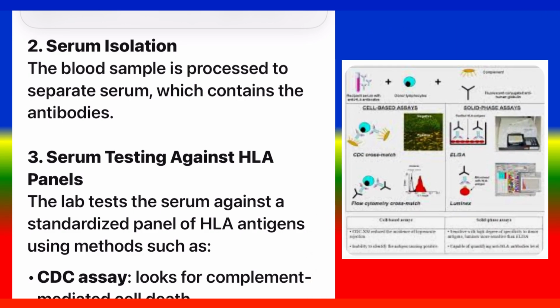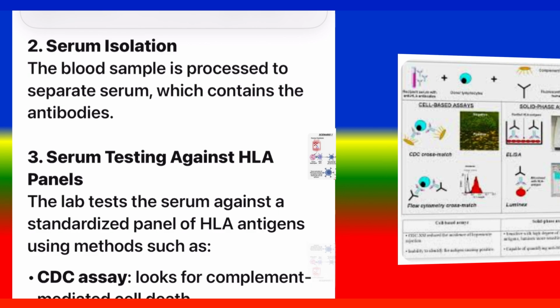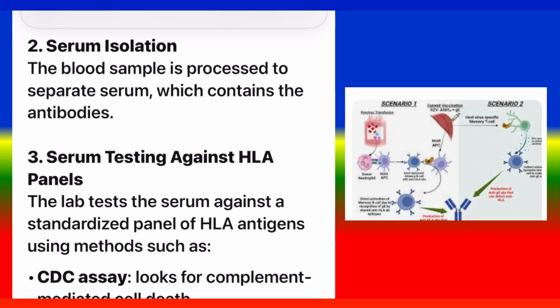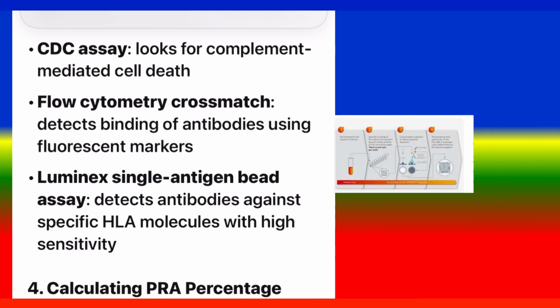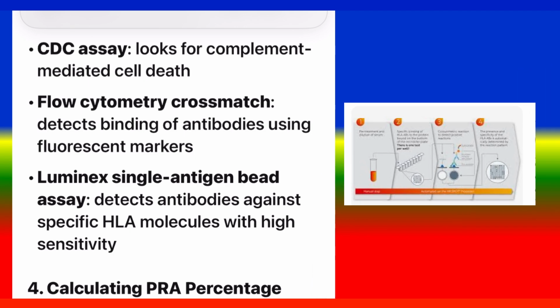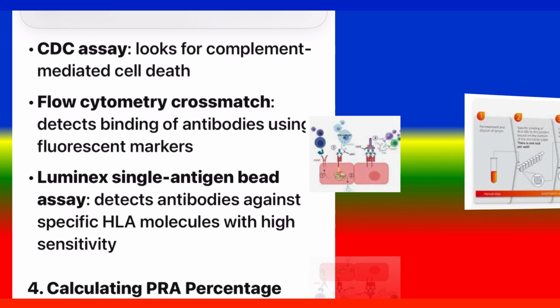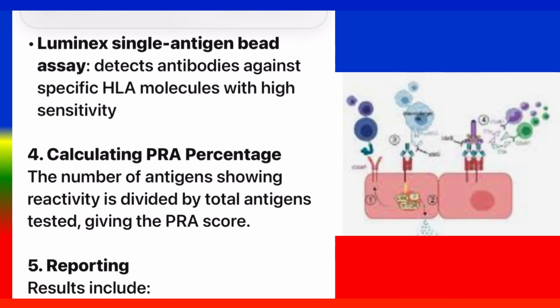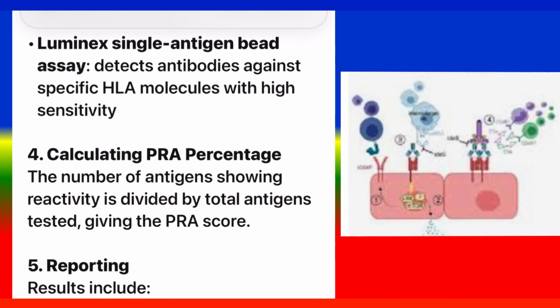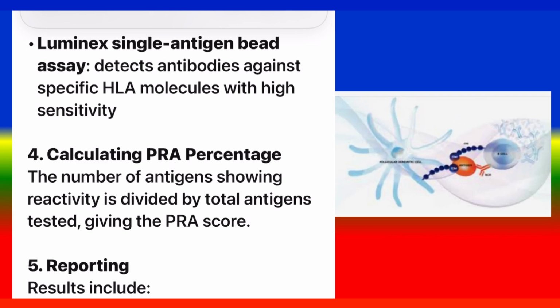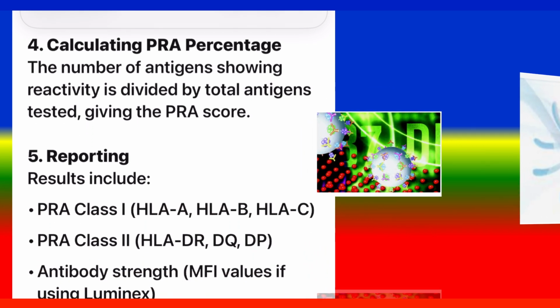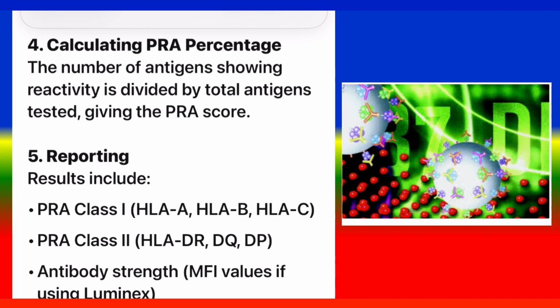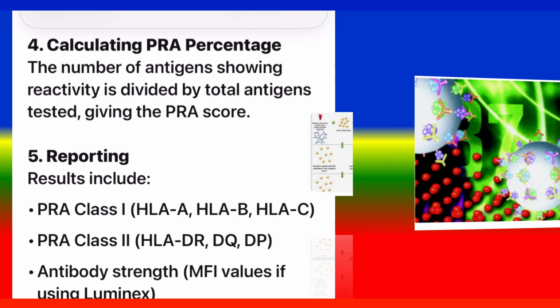The lab tests the serum against a standardized panel of HLA antigens using methods such as: CDC assay, looks for complement-mediated cell death; flow cytometry cross-match, detects binding of antibodies using fluorescent markers; Luminex single antigen bead assay, detects antibodies against specific HLA molecules with high sensitivity. And 4. Calculating PRA percentage. The number of antigens showing reactivity is divided by total antigens tested, giving the PRA score.